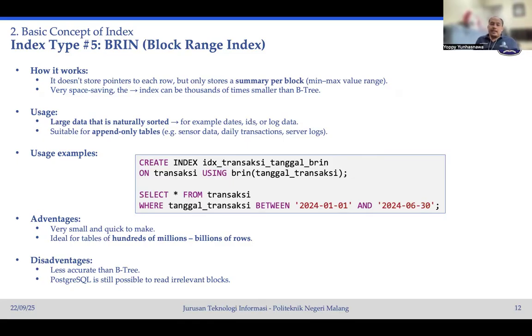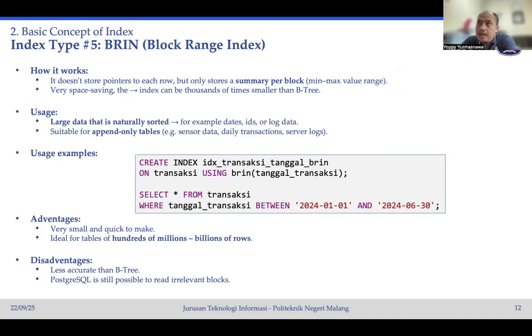And there are also particular types of index that are very space saving. It is called BRIN. BRIN works in such a way that it will only cost us a small portion of the storage compared to the other indexes that I have already explained before. It is good, but it is good in certain cases, for example whenever the data itself is naturally sorted, like dates or IDs or log data.